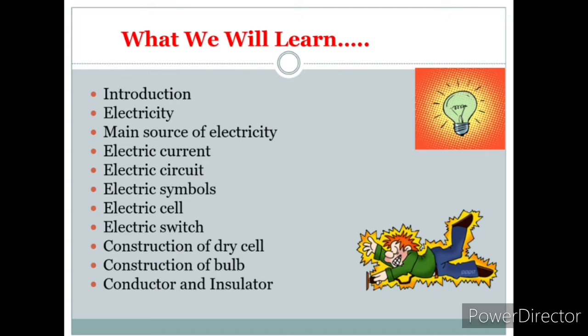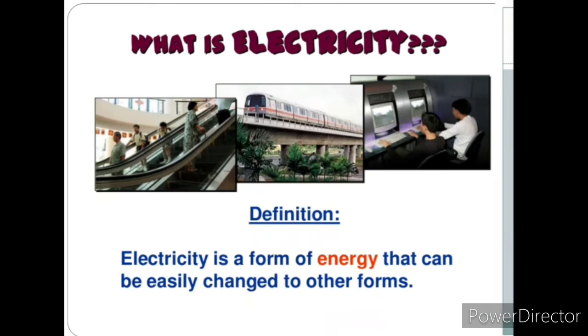First of all, we see what we will learn in this chapter. First one, introduction about electricity, main sources of electricity, electric current, electric circuit, electric symbols, an electric cell, electric switch, and construction of dry cell and construction of bulb and conductors and insulators. Let's get started with our chapter.